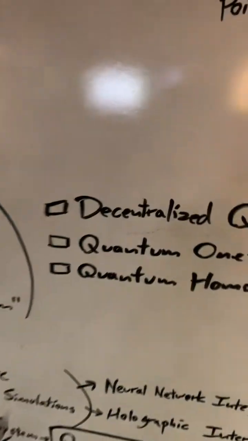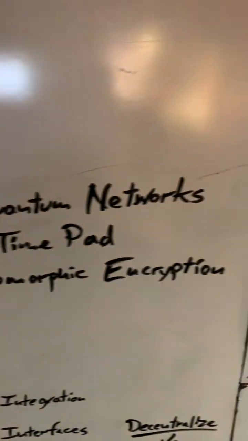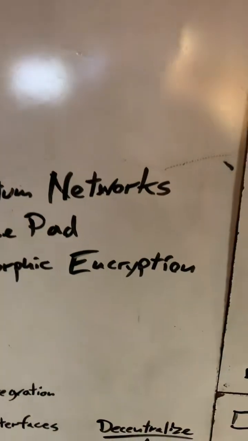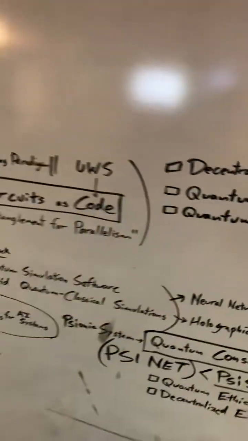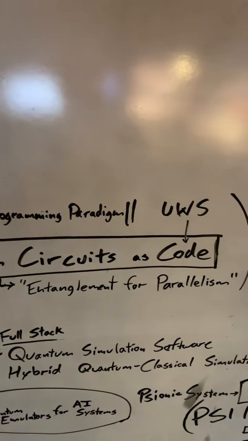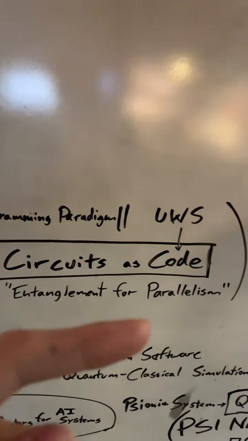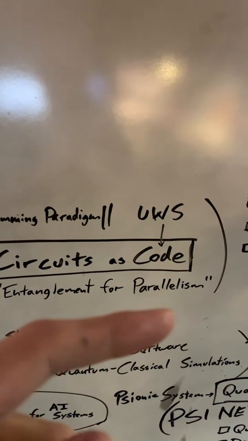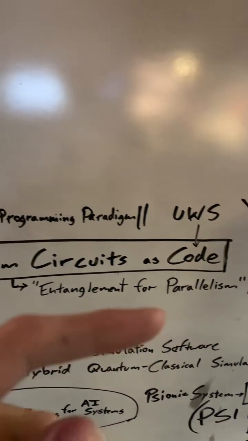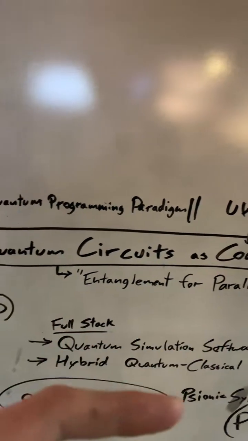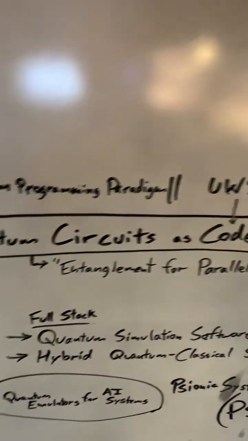I don't even know exactly what quantum homomorphic encryption is, but I have to research that. So that's just something that popped up in my research, and I'm writing stuff down that might help me figure out what it is. And here's another one of those things: entanglement for parallelism, and I don't even know what they're talking about. So I got to figure out what that means.